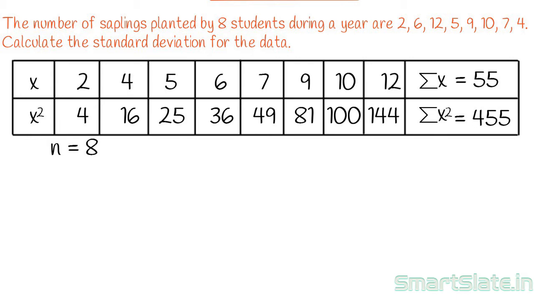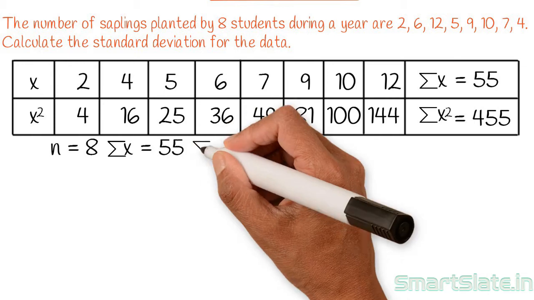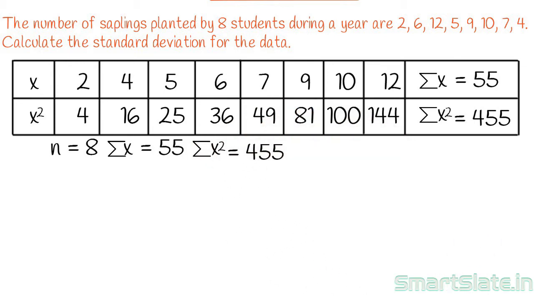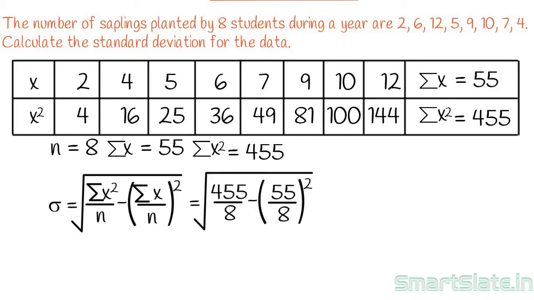Now we have the data of n, sum of scores and sum of squares of scores as well. n is equal to 8, sum of x is 55, sum of x square is 455. Recall the formula to find the standard deviation. It is sigma is equal to square root of sum of x square by n minus sum of x by n whole square. Substitute the values. It is square root of 455 by 8 minus 55 by 8 square.